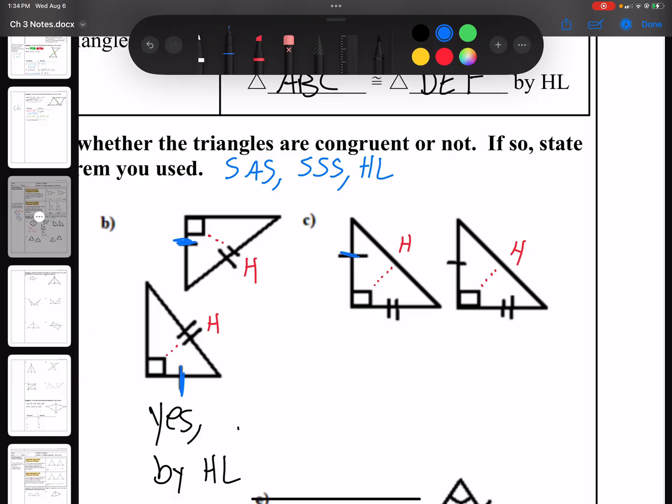However, I have 1, 2 pairs of equal sides. If only their included angles were congruent. Where are the included angles? Where those sides meet up? Those sides meet up in this corner here. Well, that's a right angle and that's a right angle. Since that angle equals that one, I know the included angles are equal and they have 2 pairs of equal sides. That is, yes, by side angle side. 2 pairs of equal sides, the angles that connect them are equal, side angle side.